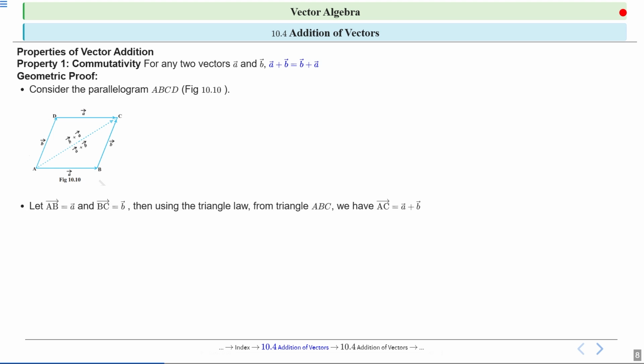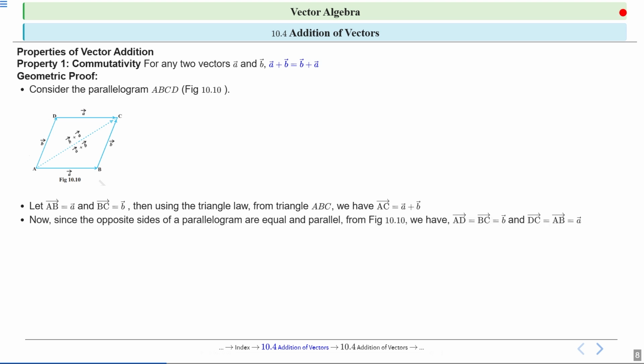So in this parallelogram, let vector AB be represented as a vector and vector BC as b vector. Using the triangle law of vector addition in the triangle ABC, we find that vector AC equals a vector plus b vector, right? AC vector is equal to a vector plus b vector. This is our starting point for the proof.